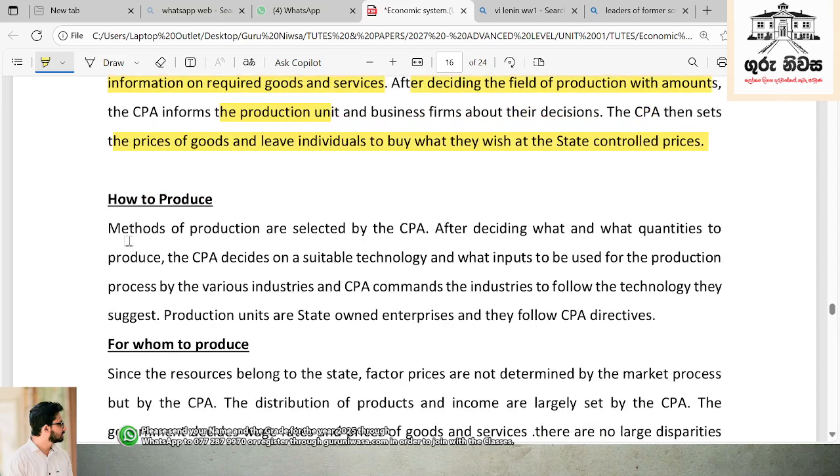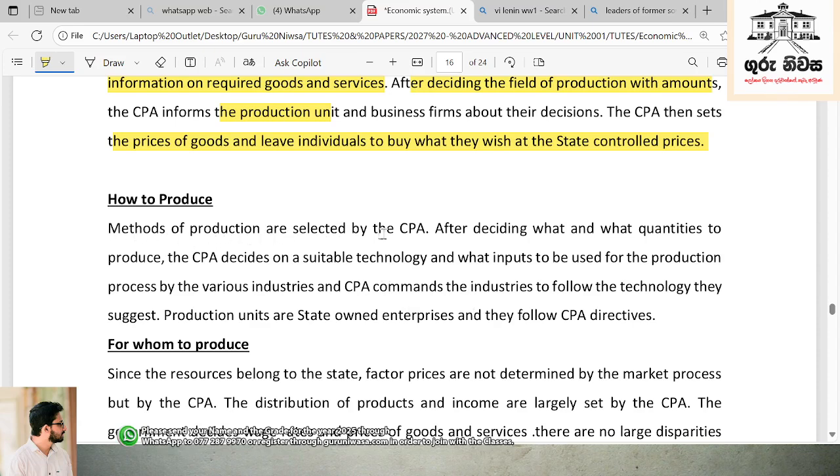Second one, how to produce. Kalana, how does the market economic system solve this problem? How to produce? Can you remember? Doesn't matter, give me some idea. Selecting the most efficient production technique. Very good, right? Doesn't matter whether it's labor intensive or capital intensive, they try to choose the least cost or most efficient production. Good. But when it comes to this economy, there is no such mechanism.